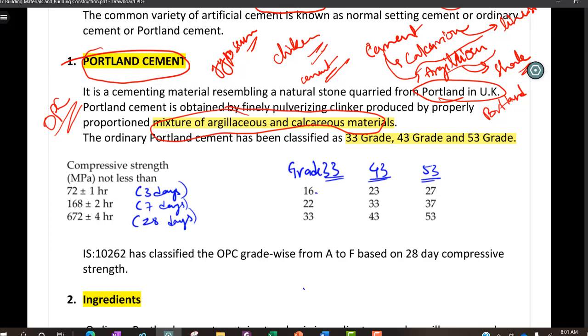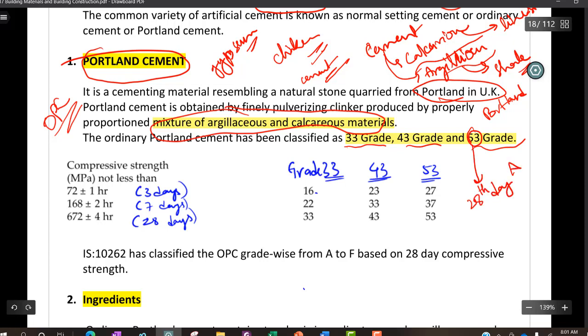In construction, we use 3 grades of Portland cement: 33 grade, 43 grade and 53 grade. So this number specifies its compressive strength at the end of 28th day. काफी important है bit. Remember, what does the number specify? It specifies the compressive strength at the end of 28th day.